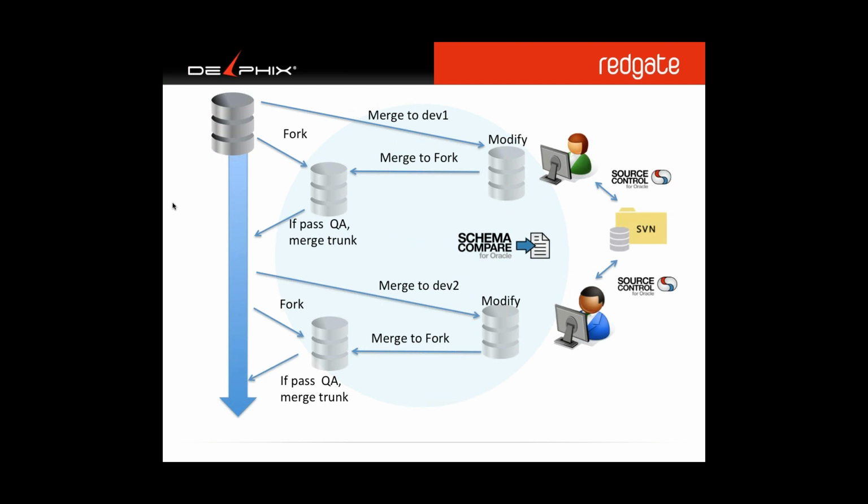And we can make this a little bit more rich and robust. Instead of merging directly into the trunk, we can fork the trunk. So here in this case, developer 1 merges in changes from trunk into his or her copy. They fork trunk, merge their changes into the fork, QA. If it passes, then they merge those changes into the trunk. Similarly, another developer could follow the same path. And all this can be managed by Delphix, Redgate's tools, source control, and schema compare.